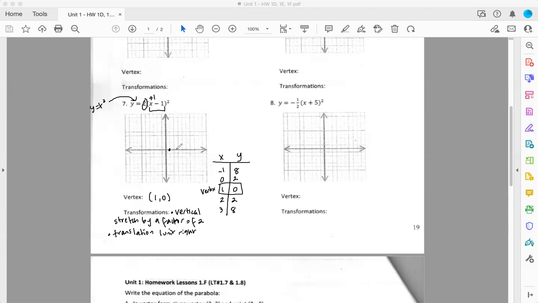So 1, 0 is right here. 2, 2, 2 to the right, 2 up right here. 0, 2, that's also symmetrical here. 3 and 8. 1, 2, 3, 4, 5, 6, 7, 8. Not very clear, but it's about right here. And then -1 and same height, 8.